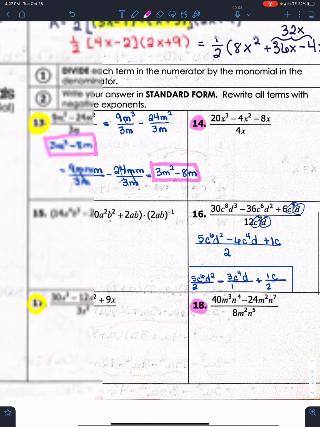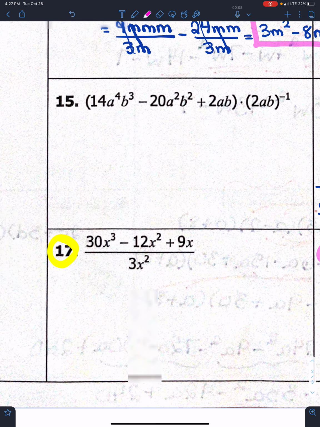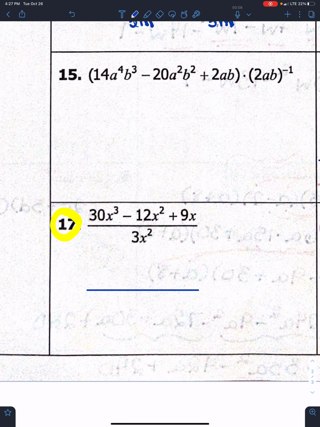All right, so let's go on and do the last one together, which is number 17. Using our properties of exponents, I know that so far I've got a fraction, so I'm going to keep that fraction for right this second. 30 divided by 3 gives me 10. X cubed divided by x squared leaves me with x. There's nothing left in the denominator for that one.